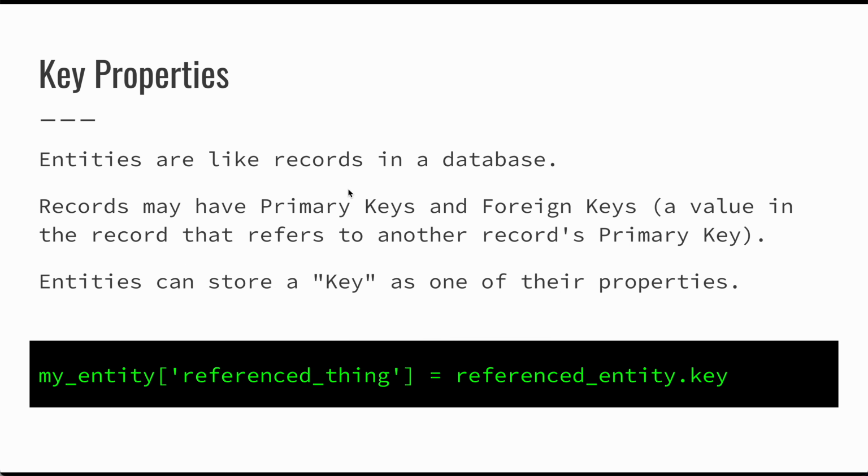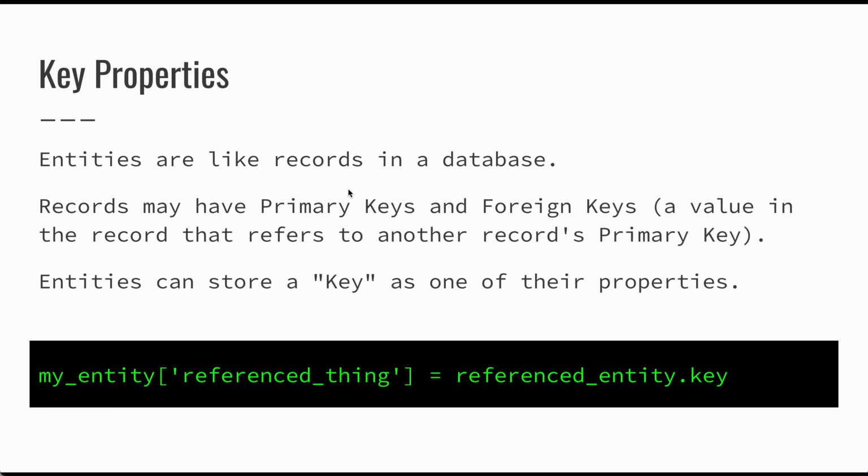The other thing that you have in the Datastore are key properties. Key properties allow you to work similar to what you might have with a foreign key. So each one of these entities is like a record in a database, and these records have keys, and we have that key property. There are a lot of different types of data that you can store in the Datastore.